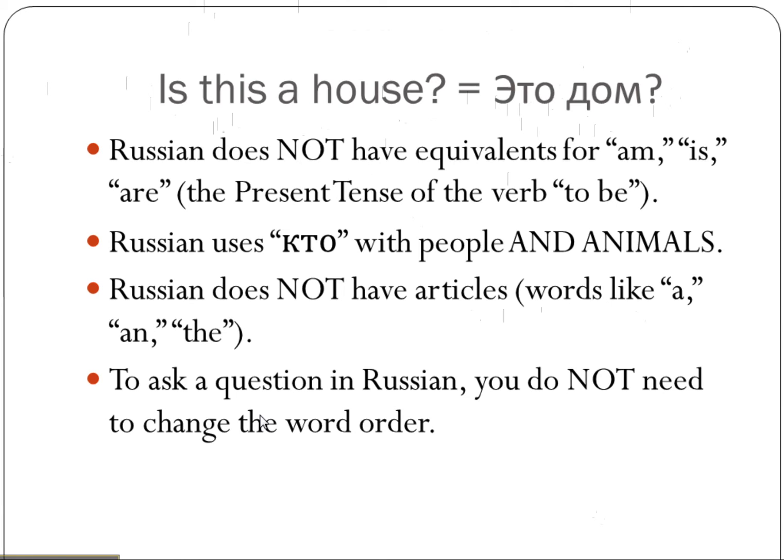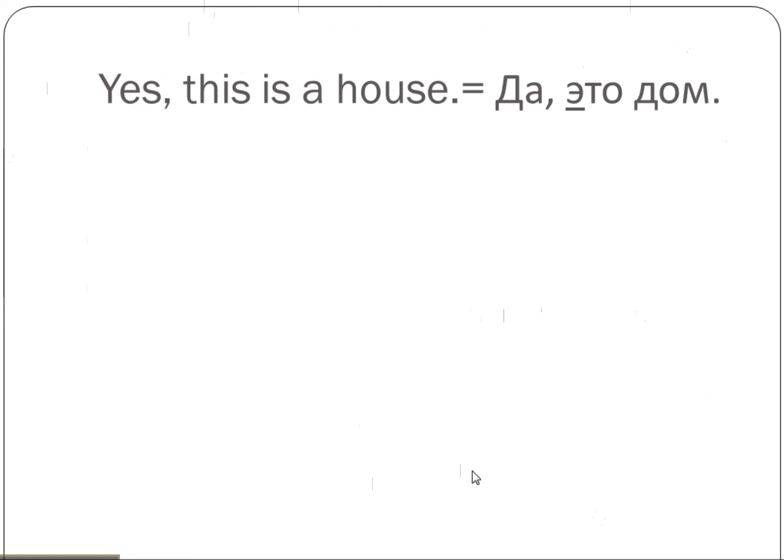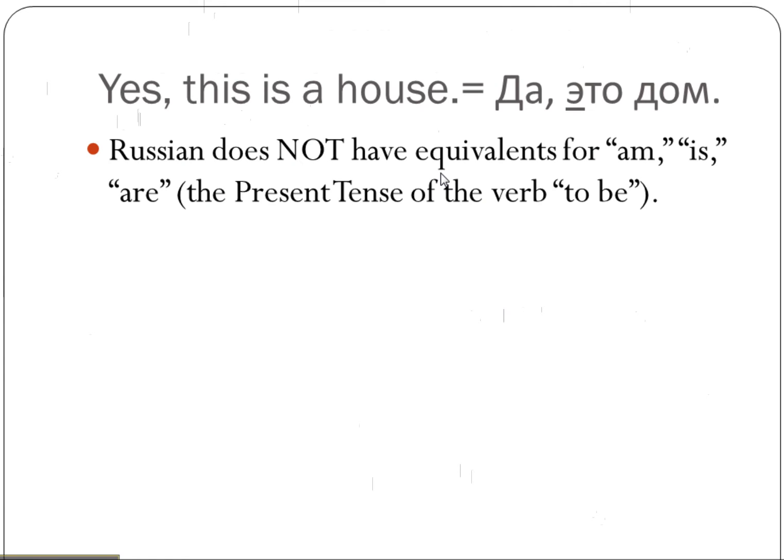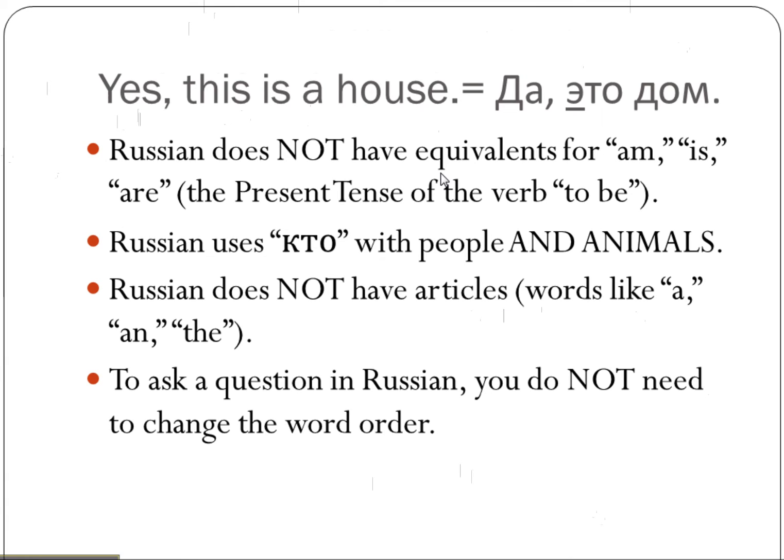So the same rules here. And I added one more bullet point here. To ask a yes-no question in Russian, you do not need to change the word order. All right, let's answer the question. Yes, this is a house. So hopefully you're noticing that yes in Russian is да, and then the rest you already know. In Russian there is no is, there is no a, so only two words after the comma. So I've added yes, да, да.